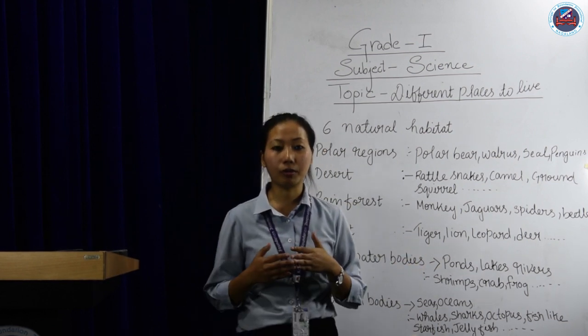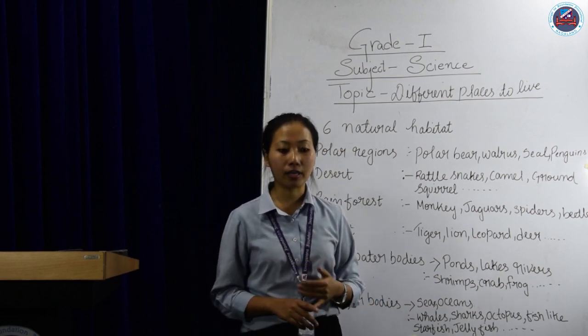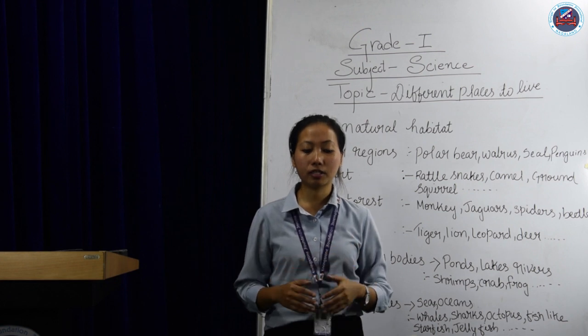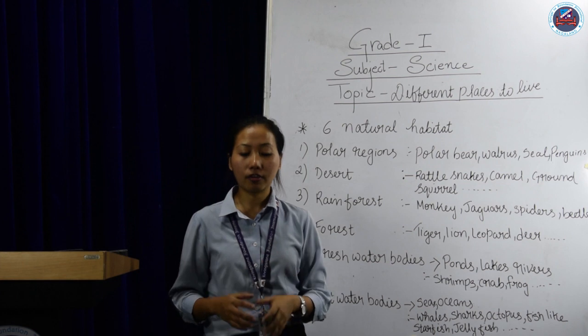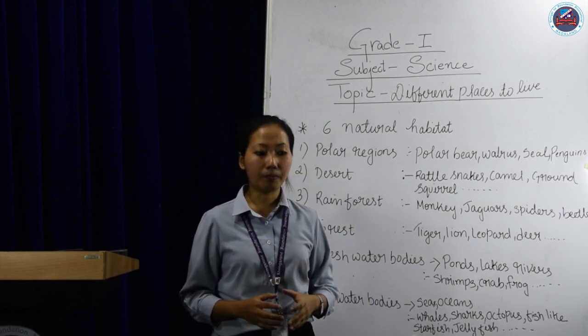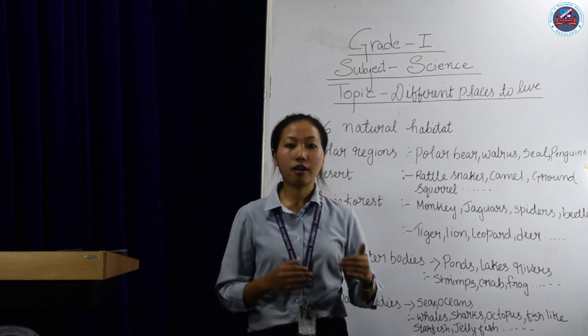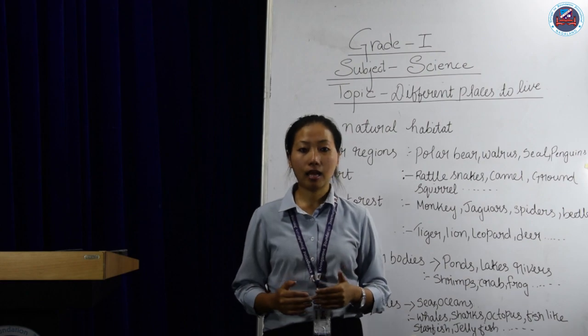One habitat can be home for lots of different animals and plants. And the last point is, different plants and animals require different living situations to thrive. Thrive means grow or well develop. For example, goldfish need fresh water, while whales need sea water.